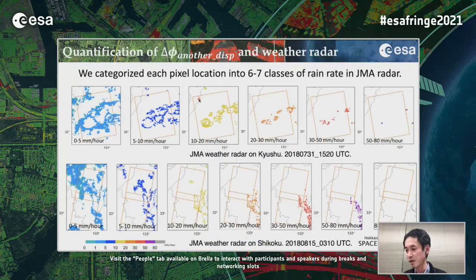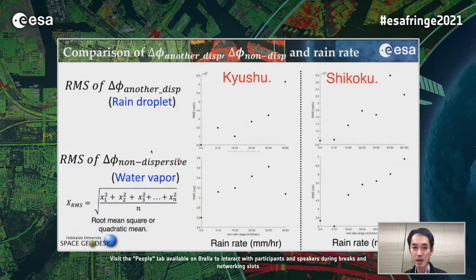In order to quantify the rain dispersive phase, we have compared the magnitude of phase anomalies as a function of rain rate. We categorized each pixel value of rain rate data into 6 to 7 classes. Then we picked up phase values at each categorized pixel to compute the root mean square amplitude, so that we can check if they are correlated or not. And these are the comparison of raindrop phase and water vapor phase as a function of rain rate. Overall, we confirm positive correlation between both phase anomalies and rain rate.